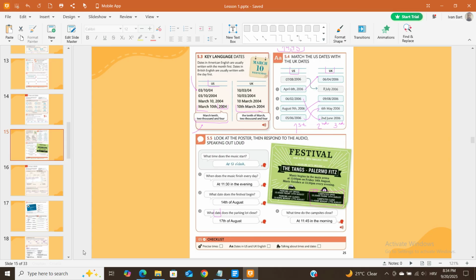What date does the festival begin? 14th of August. What date does the parking lot close? 17th of August. The 2nd of June 2006.